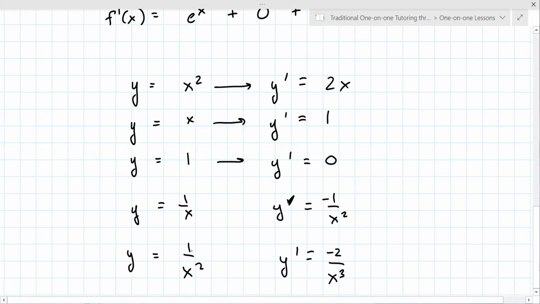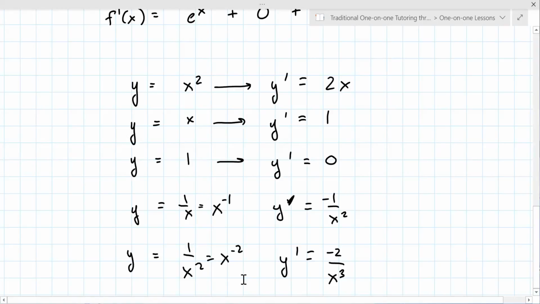And these last two might be the ones you're most unsure about, but remember, it's x to the minus 1, x to the minus 2. So these are good to have down.